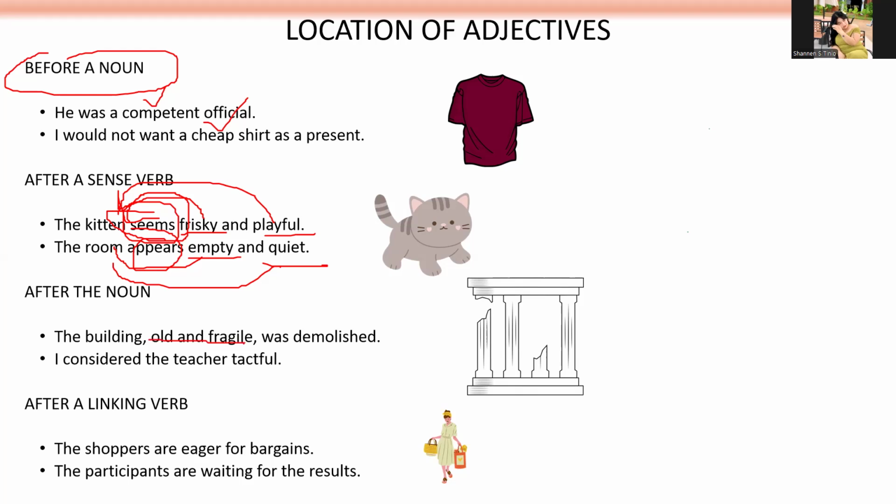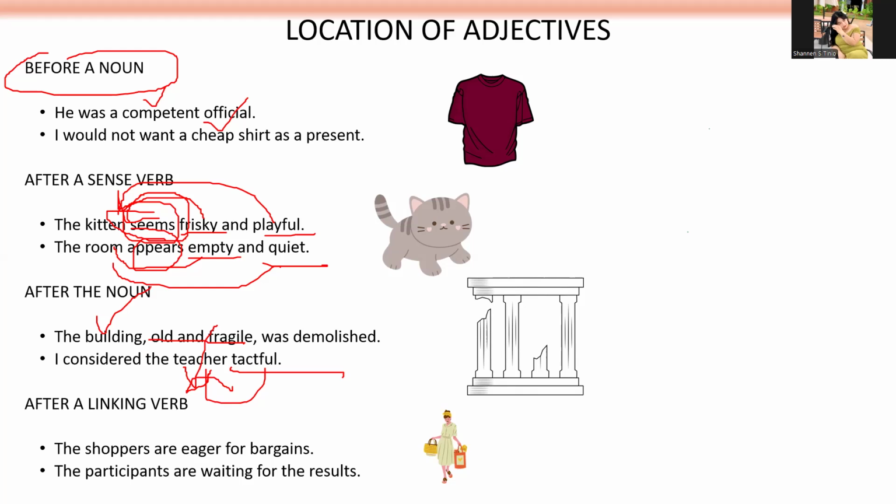I considered the teacher tactful. Okay. Again, our subject is teacher. The noun that is being modified is teacher, because the word tactful describes the teacher. What kind of teacher is she? She's a tactful teacher. What kind of building is it? It's an old and fragile building. See? We answer the question, what kind? When we're looking for adjectives. Okay?